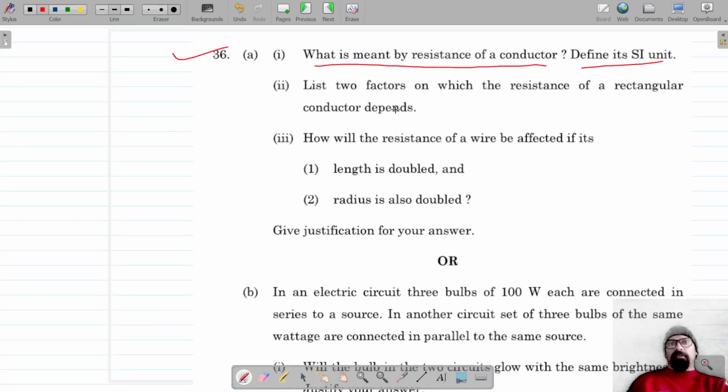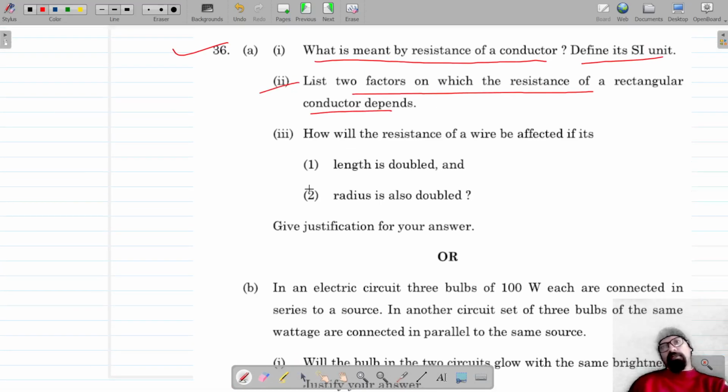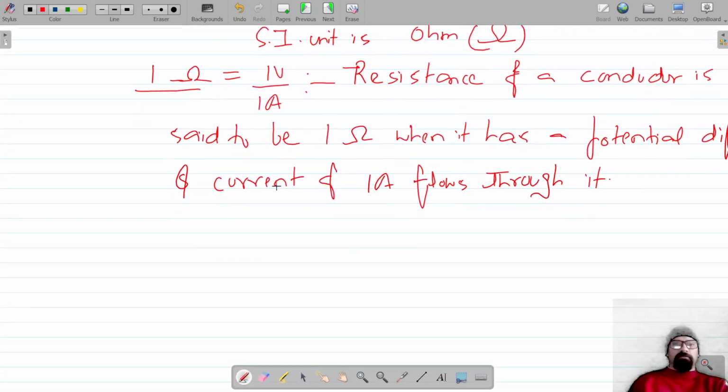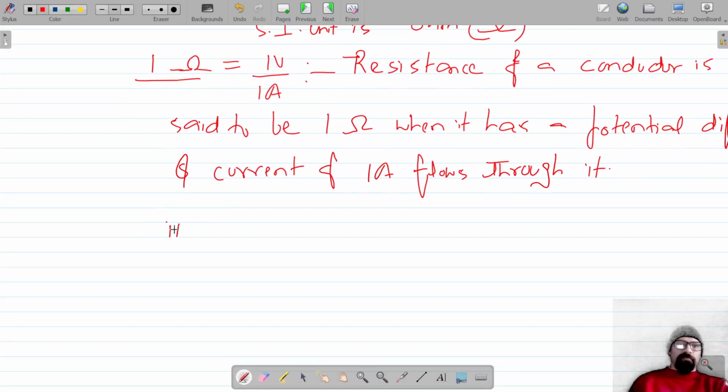Now list two factors on which the resistance of a rectangular conductor depends. So resistance of a conductor depends on the length of the conductor and the area of cross section of the conductor, because we have to mention only two factors. So I'm going to write the length of the conductor and the area of cross section of the conductor.